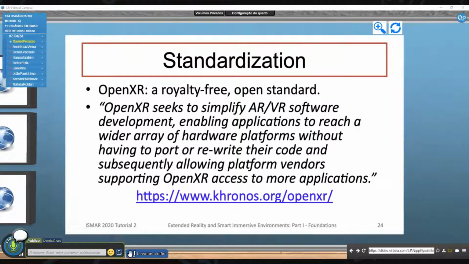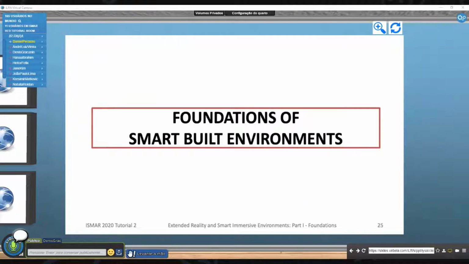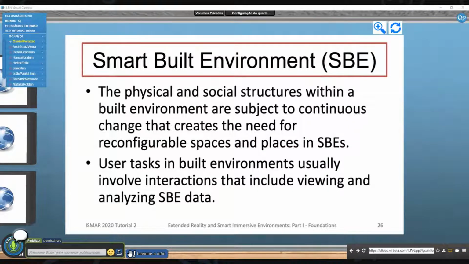So now, with that being said, let's move to foundations of smart built environments. So we covered extended reality. So now, how that plays from the smart built environment side. So what are smart built environments? When we talk about what is going on in built environments, basically houses, apartments, public buildings, and so on, we are having a combination of a physical and social structure.